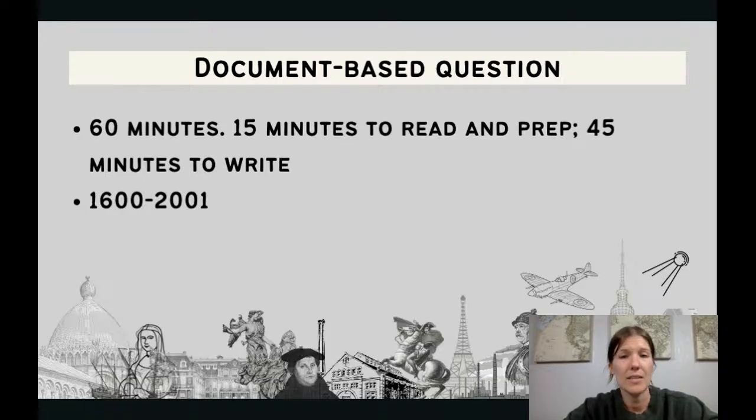If this is anything like the PSAT, your 10-minute timer will run down and then immediately start whether or not you are in your seat. So make sure that you are paying attention to the time of the break that you have, because you want to use all 1 hour and 40 minutes for this second part of the test. You should spend 60 minutes writing your DBQ. That includes 15 minutes of prep time to go through the documents, read them, and organize them, and then 45 minutes to actually type up your essay. Your DBQ will only deal with events from 1600 to 2001.